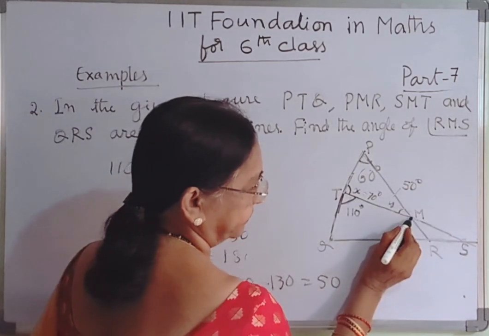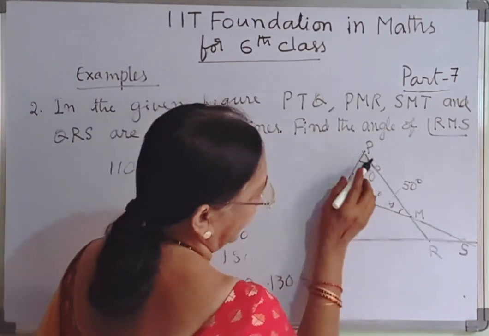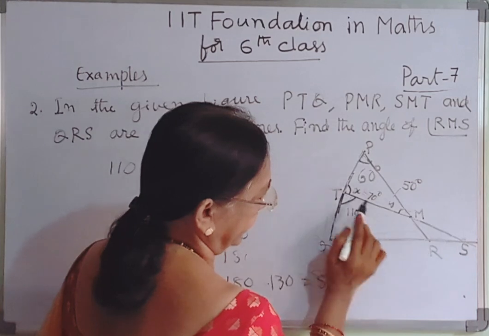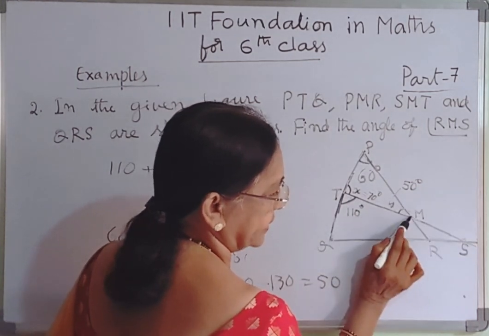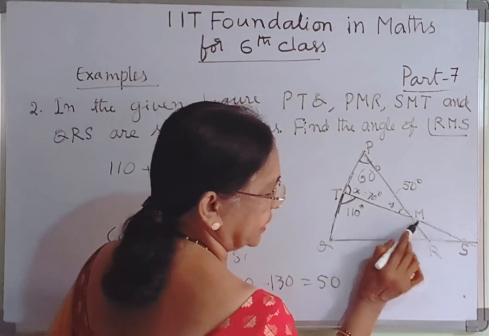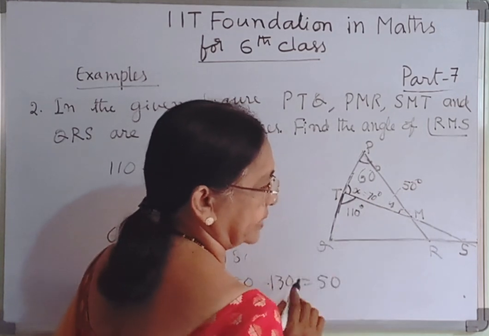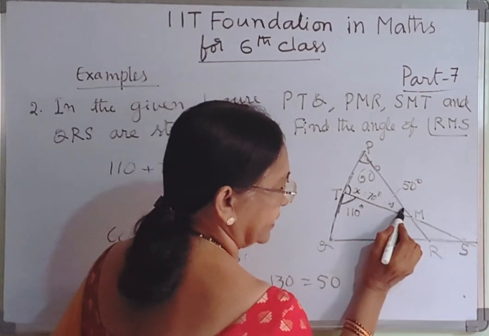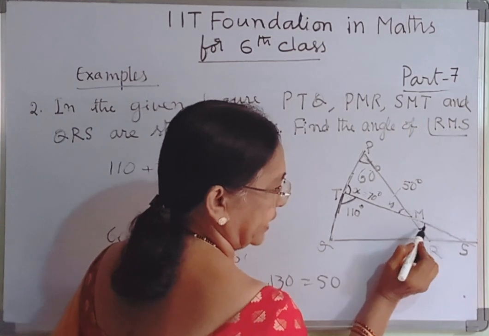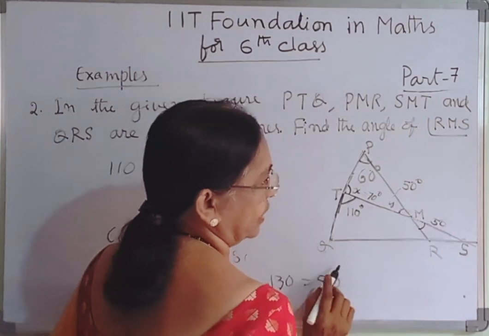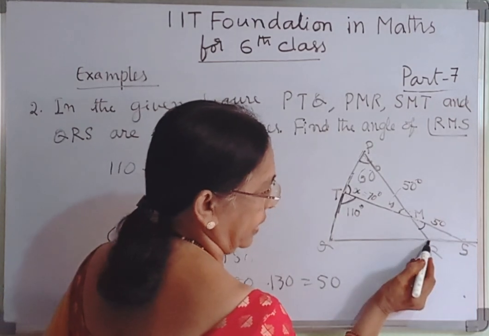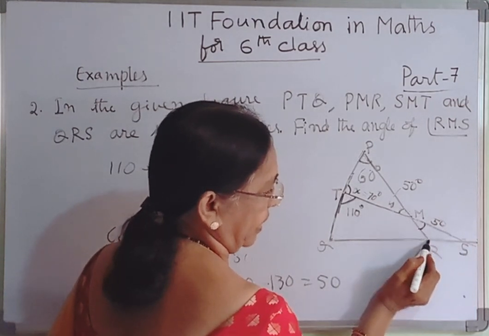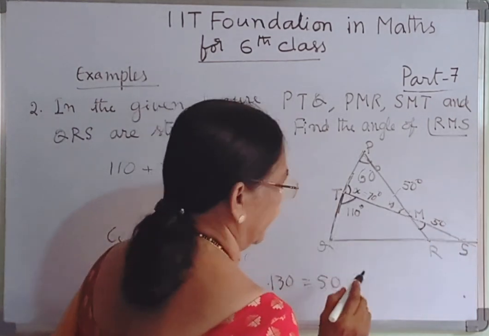But here at M, PMR is a straight line and TMS is a straight line. Therefore, when two lines intersect at a point, the vertically opposite angles are equal. As this angle is 50, this angle is also equal to 50. So, we are asked to find angle RMS, and angle RMS is equal to 50.